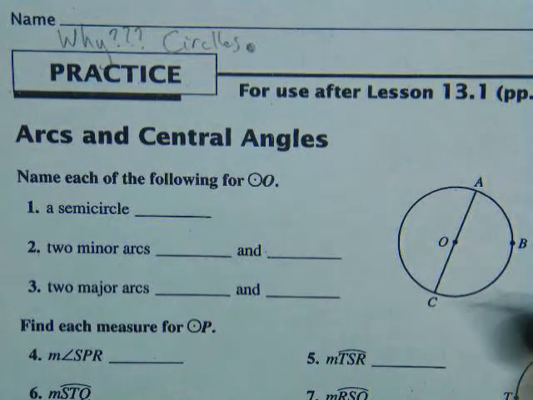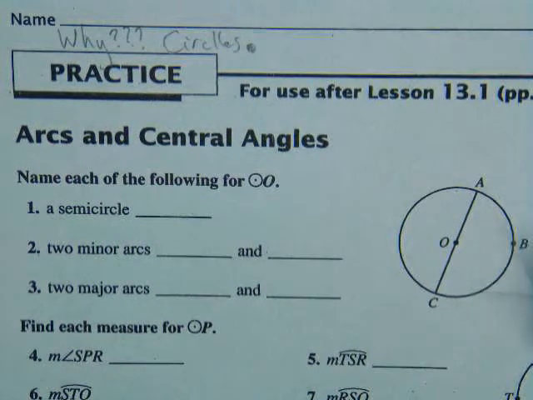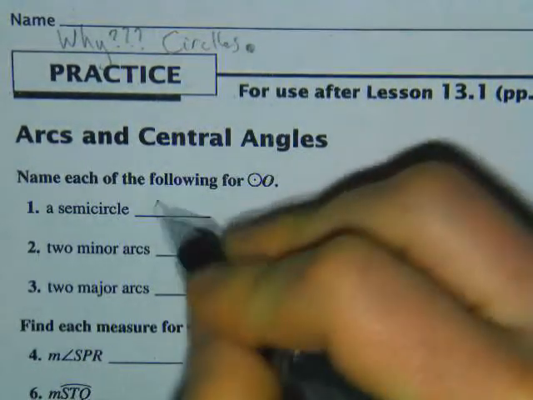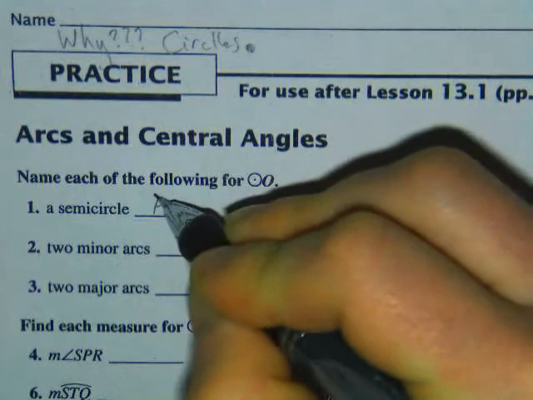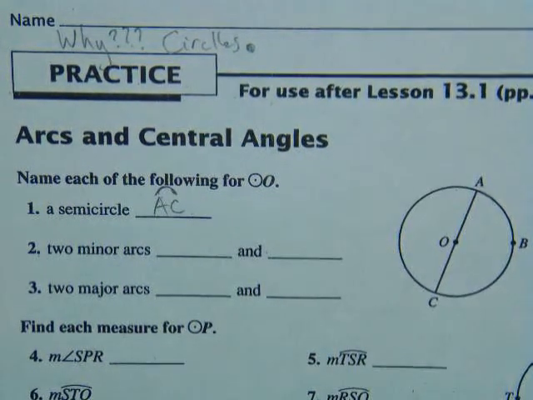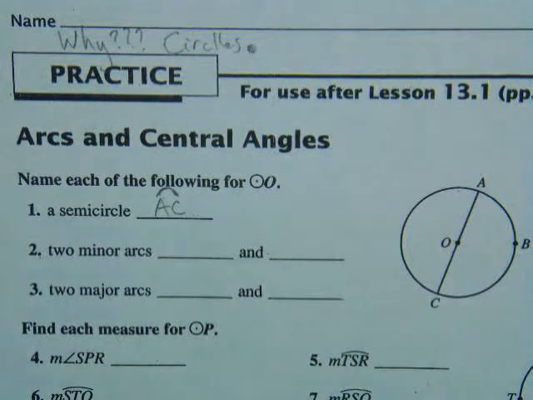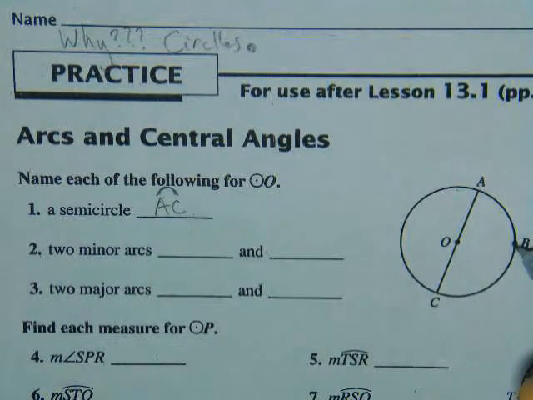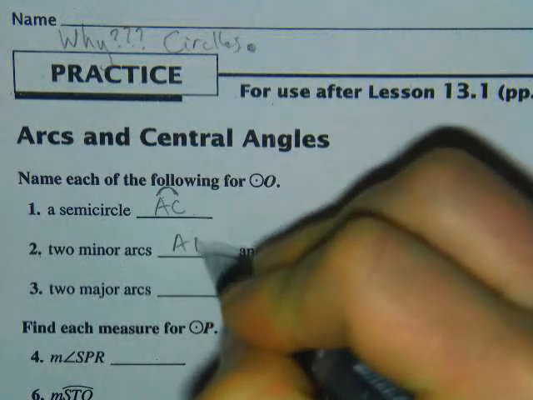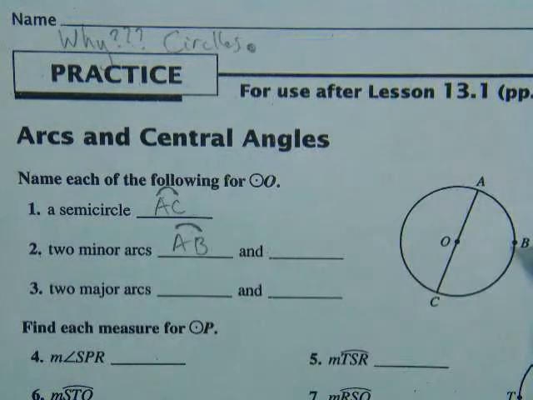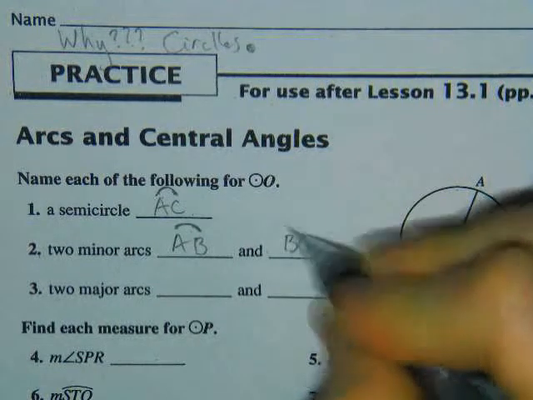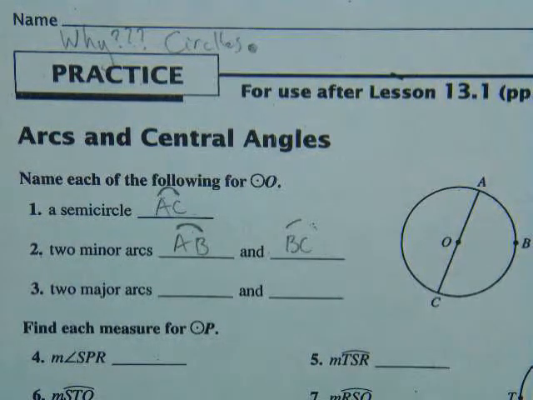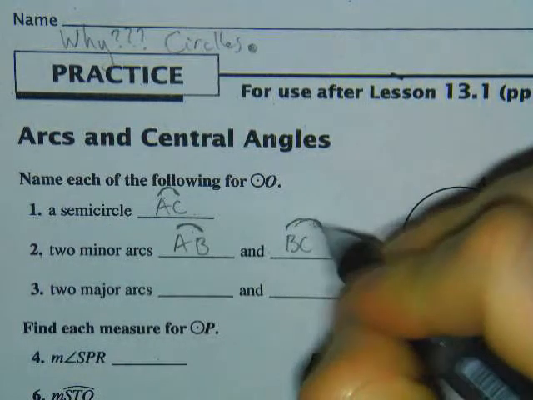Semicircle is half, obviously, so I just call that AC. You just use two letters there, and then instead of a line we're going to have a little arc. Alright, so minor arcs, minor, little, major, big. Yeah, we can use some context clues and some reality clues for that. So minor arc, something less than 180, so I go AB is a minor arc, or BA, and then BC or CB.